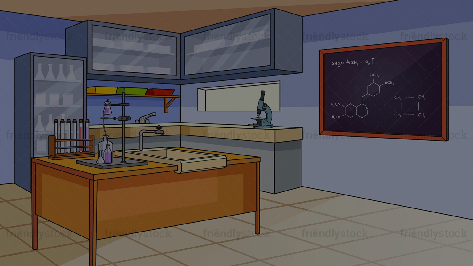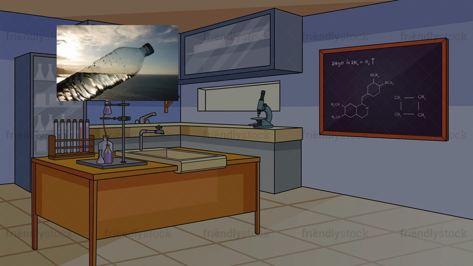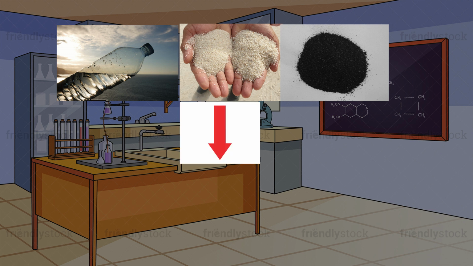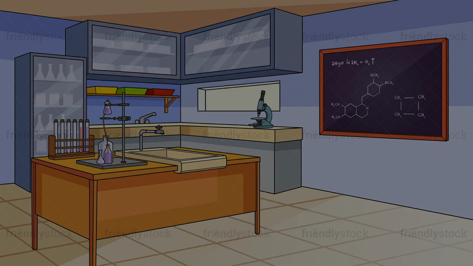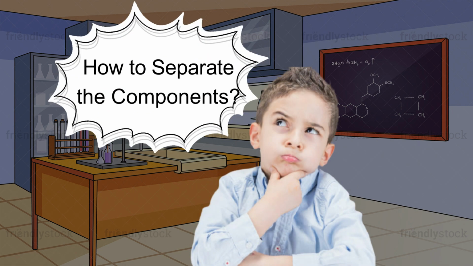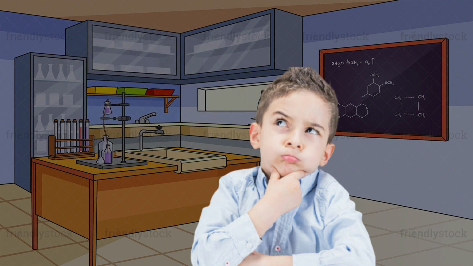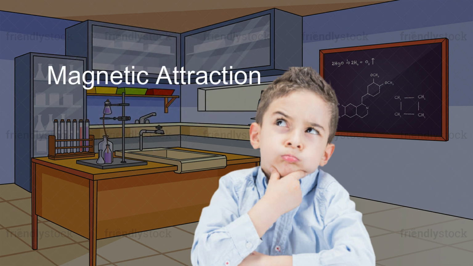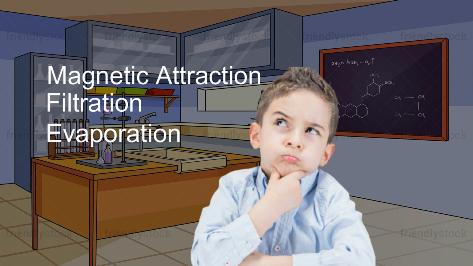So let's just take for example that I have the following components. I have salt water, sand, and iron filings, and I'm going to mix them all together into one beaker. So the problem is, how am I going to separate all those components individually from this mixture? In the separation process, I'll be using a number of techniques such as magnetic attraction, filtration, and evaporation.